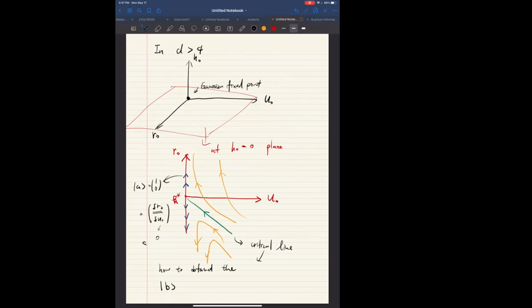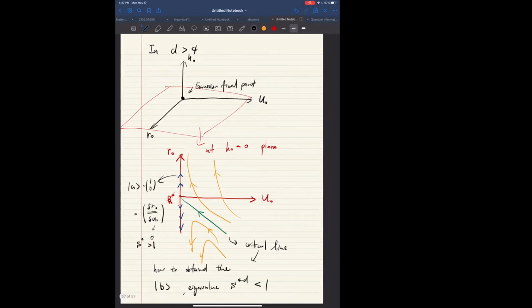Goes out, meaning the eigenvalue is greater than 1. Okay. And then this one, the eigenvalue is smaller than 1, and then it will flow in. And then I want to understand this part.